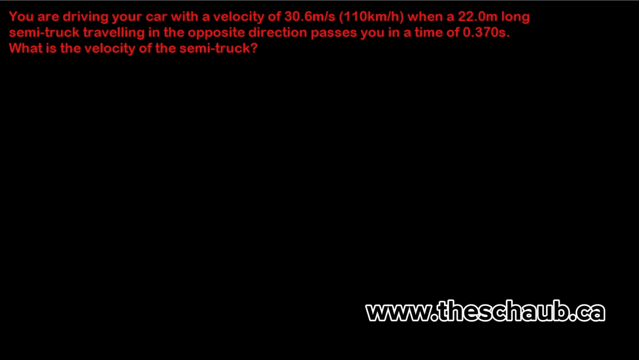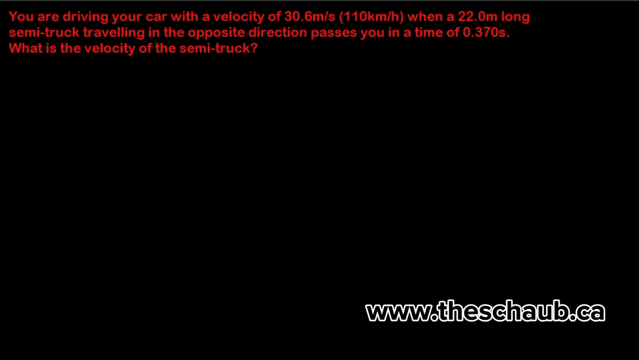In this question, you are driving your car with a velocity of 30.6 meters per second when a 22-meter long semi-truck traveling in the opposite direction passes you in a time of 0.37 seconds. What is the velocity of the semi-truck?